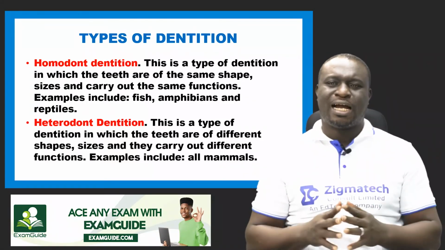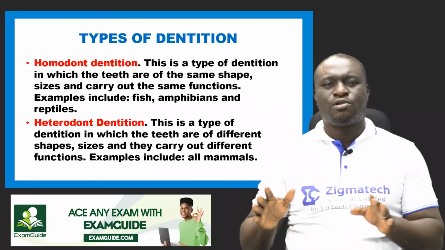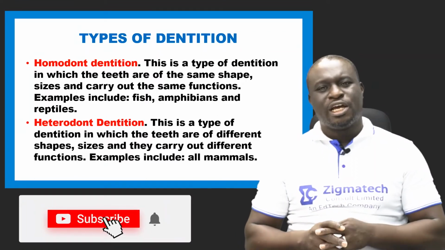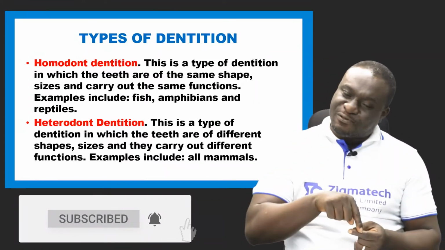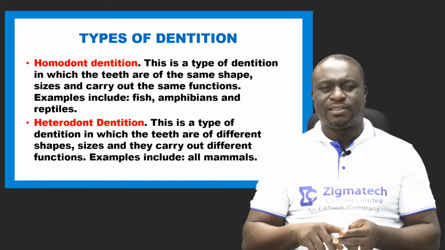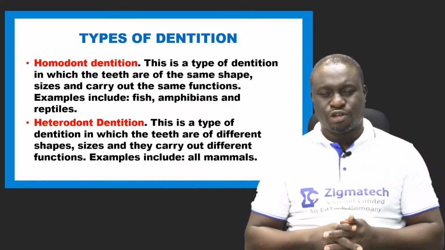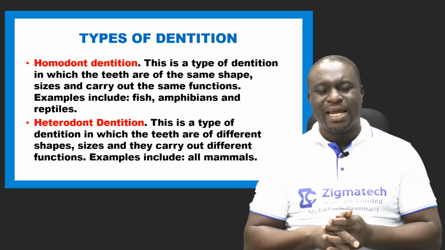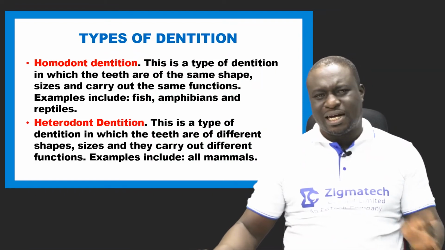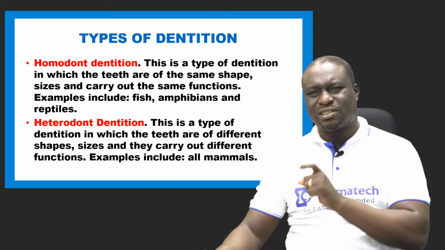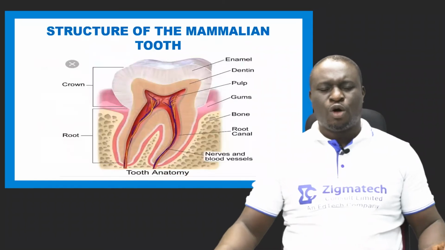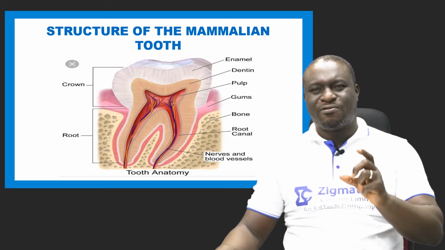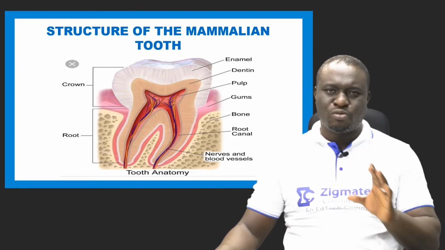Now, the second type of dentition is heterodont dentition. This is a type of dentition in which the teeth are of different shape, different size, and they carry out different functions. You can see an example of that type of dentition in mammals. Now, since we're discussing teeth, let's look at the structure of the mammalian tooth. The mammalian tooth is divided into 2 main parts.